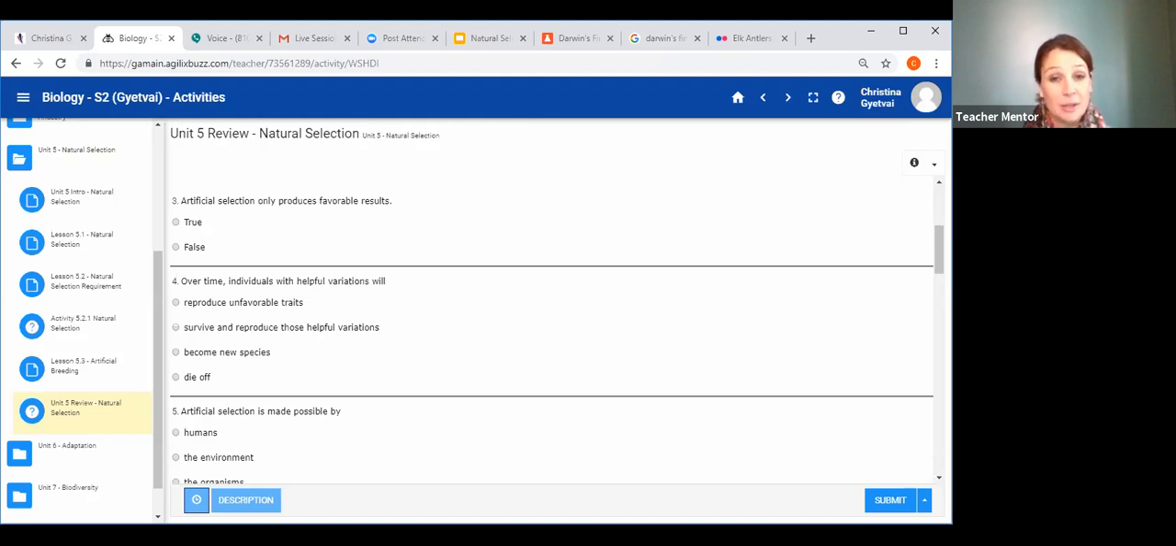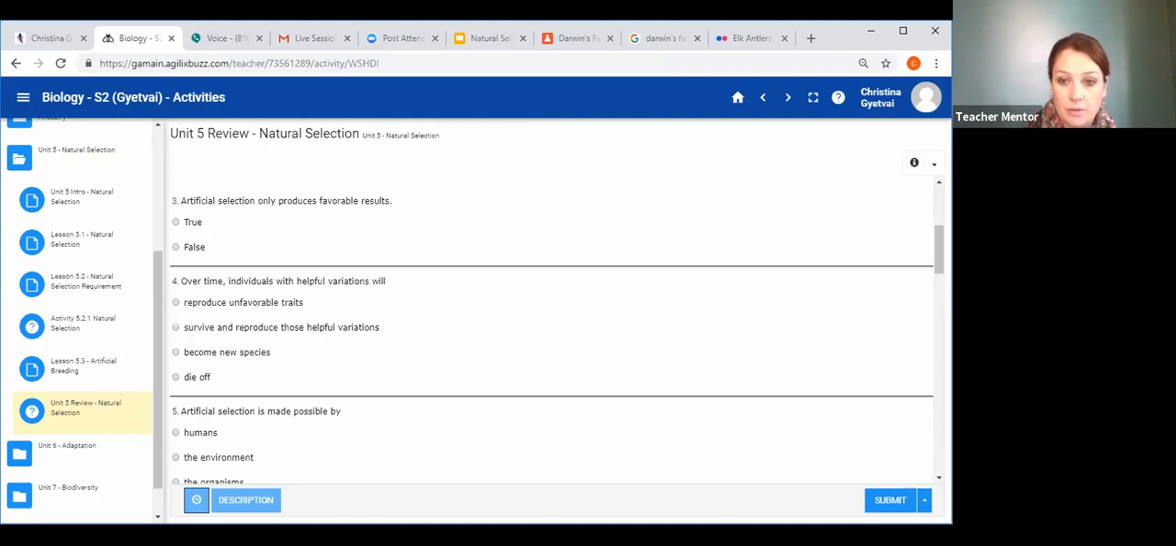We've talked about in our presentation. So over time, the individuals with helpful variations are definitely going to survive and reproduce those helpful variations. So their offspring can, again, have those helpful variations in order to survive and reproduce.